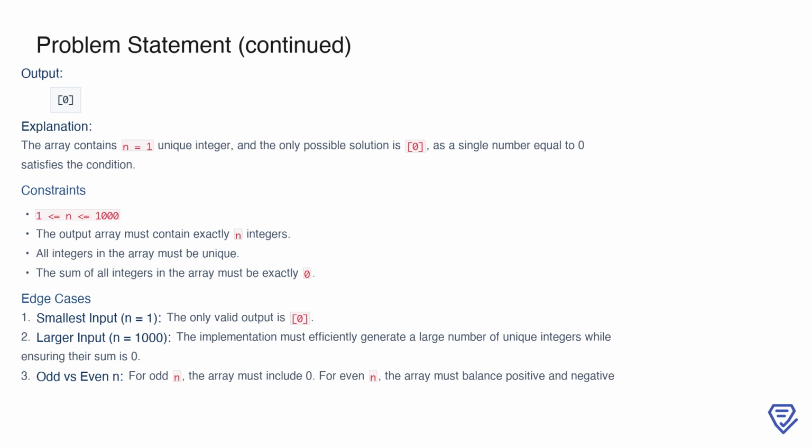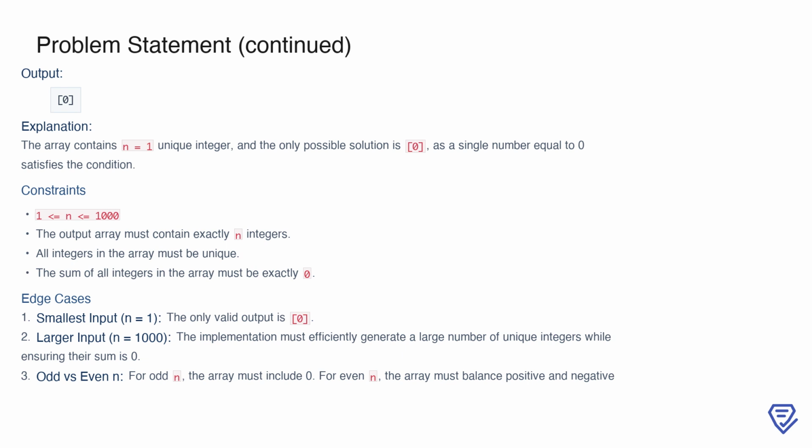For the case where n equals 1, the solution is straightforward. The only array that satisfies the requirements is 0. This is because we need the sum of the integers to be 0, and with only one integer, the only valid choice is 0 itself. This makes 0 the unique solution for this case.